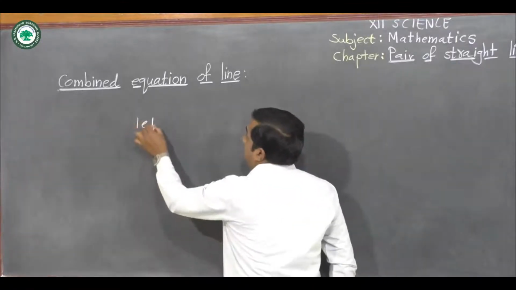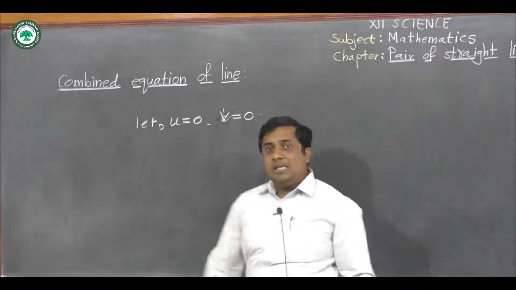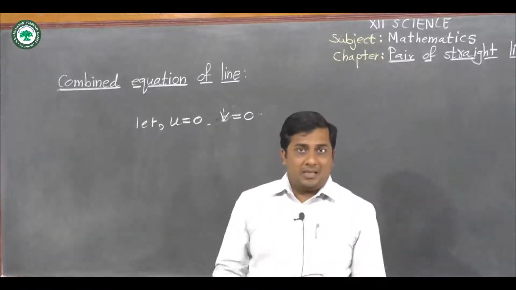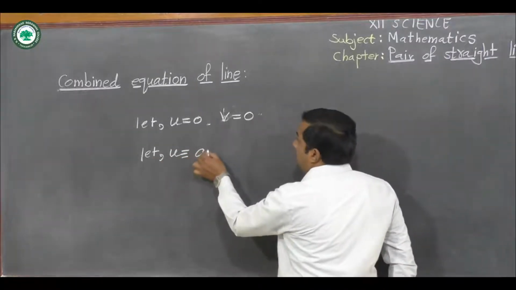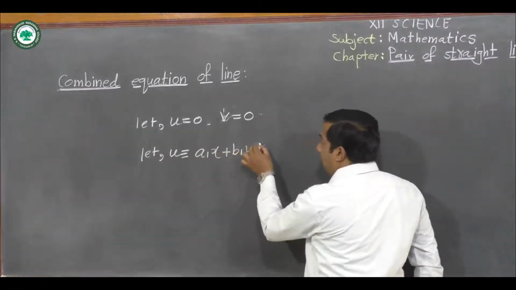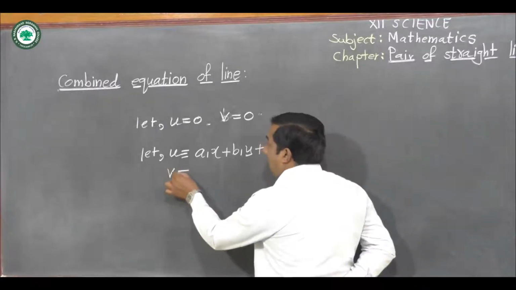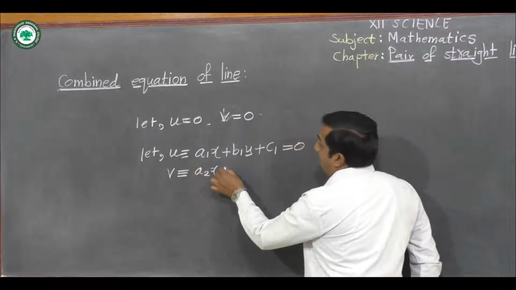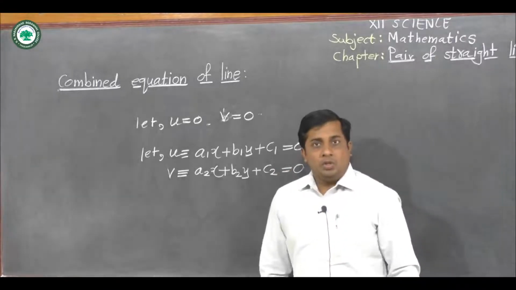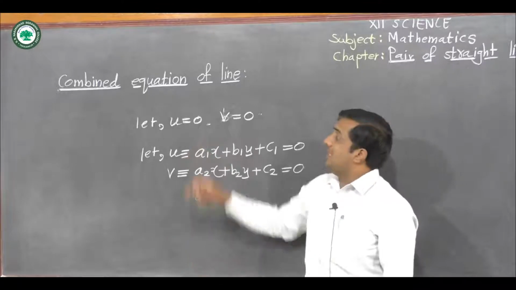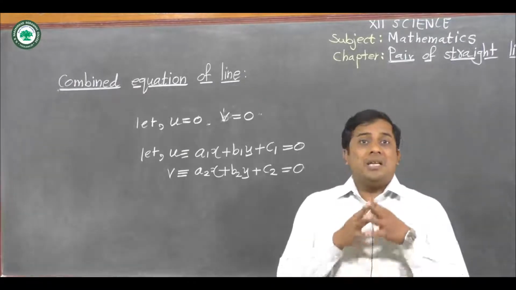Let u is equal to 0 and v is equal to 0 be the given lines. We define these two lines. Let u be equivalent to a1x plus b1y plus c1 is equal to 0. Then we define v as equivalent to a2x plus b2y plus c2 is equal to 0. Now we consider these two lines to define the combined equation of the line.